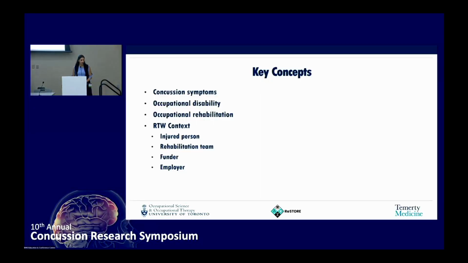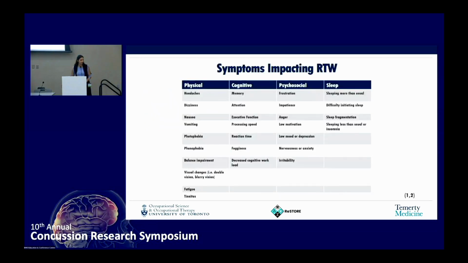Beginning with the background, I'd like to define some key concepts to start with. I recognize that we're at the 10th annual Concussion Symposium, and so folks will largely be quite familiar with concussion symptoms, but there are just some terms that I'd like to define to ensure we're all speaking the same language as I move through the presentation. First, starting off with symptoms that may impact return to work, I've divided them here into 4 different domains, which include physical, cognitive, psychosocial, and sleep.